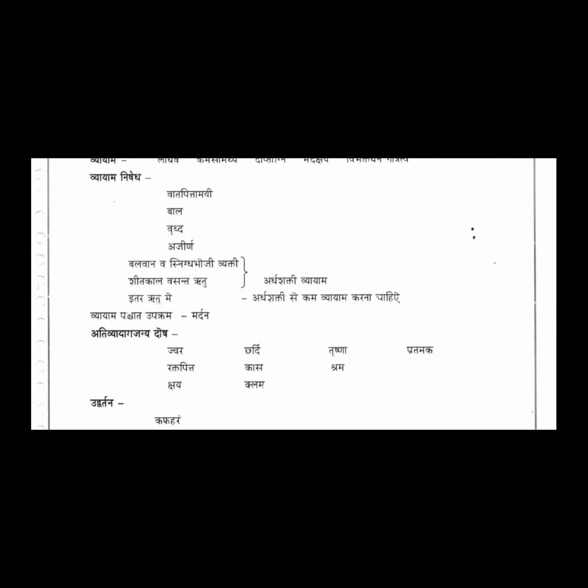ardha shakti. And coming to ativyayama janya roga, doshas, it is jvara, chardi, trishna, pratamaka, raktapitta, kasa, shrama, kshaya, klama. You just make one order and read. So the patient will be having jvara, and associated with that he is having kasa. Then he will also be having shrama. Other than that he is having chardi, trishna, pratamaka, all these ativyayamajanya doshas. Ativyayama will cause these diseases.